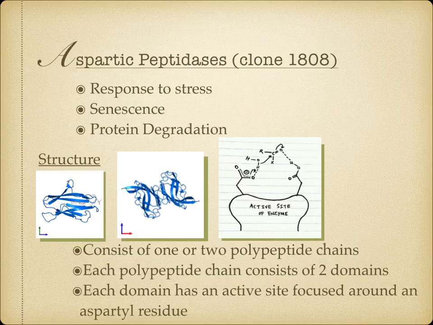They can be grouped into 14 different groups based on their amino acid sequence homology, and they're composed of either one or two polypeptide chains, but each of these polypeptide chains has two domains in it, and each domain contains a key aspartyl residue, which is just simply an aspartic acid functional group. It is this functional group that is hypothesized to be important in their function because, as we know, things with acidic properties, like that aspartic acid residue, can denature proteins, which is part of the function of these enzymes.